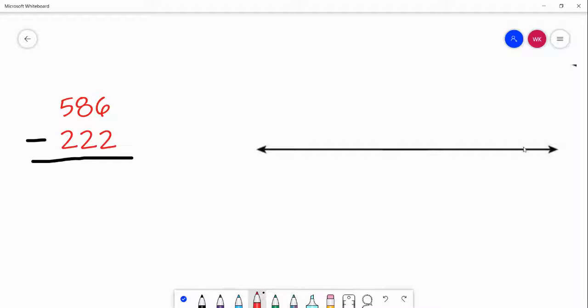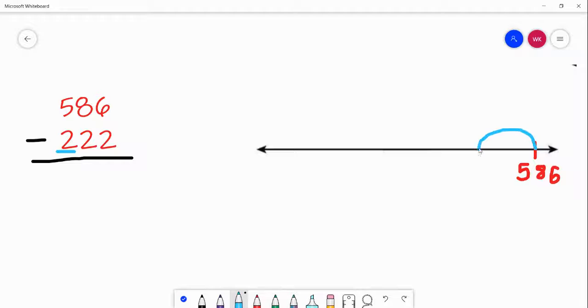So we are always going to start with our greater number at the beginning of our open number line, which is 586. And our subtraction problem is 586 minus 222. All right, so the first thing that we're going to do is we're going to look in our hundreds place, and we have 2 hundreds to subtract.